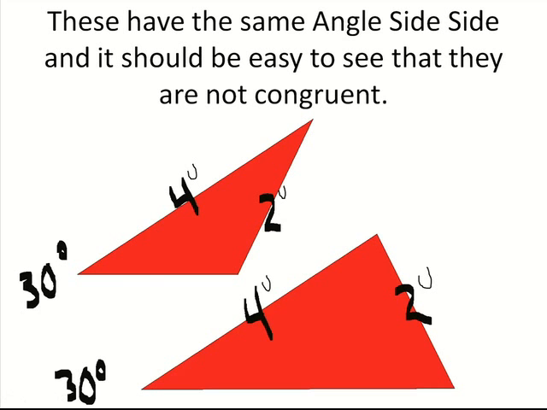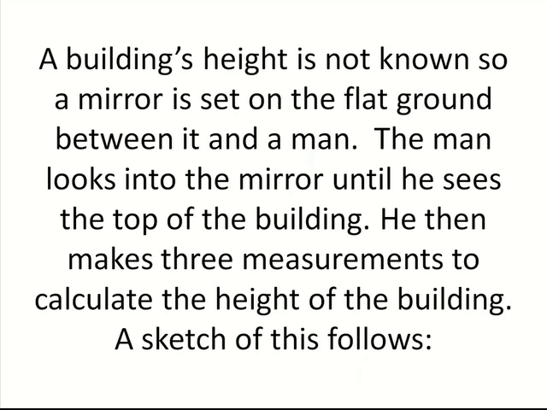Here we have the angle, side, side method, and so here I have 30 degrees and 30 degrees. This length is 4 units long. This length is 4 units long. This length is 2 units long. This length is 2 units long. It should be easy for you to see these are not congruent triangles, although they have angle, side, side congruency. The triangles themselves are not.